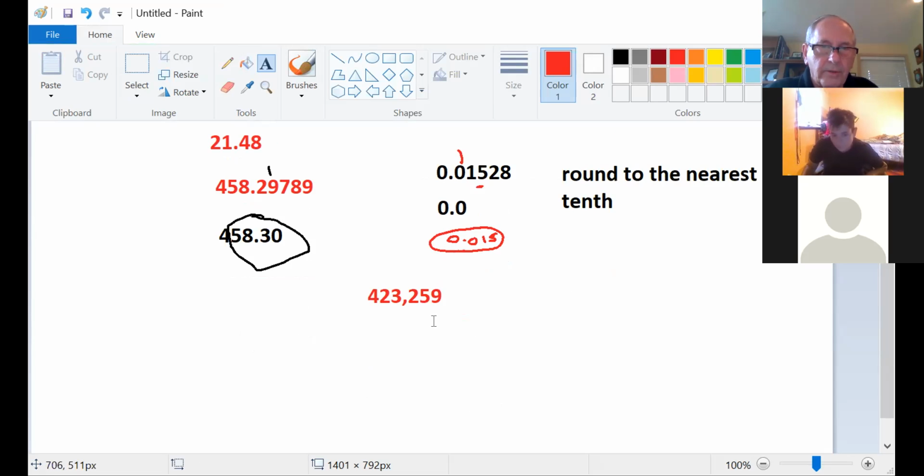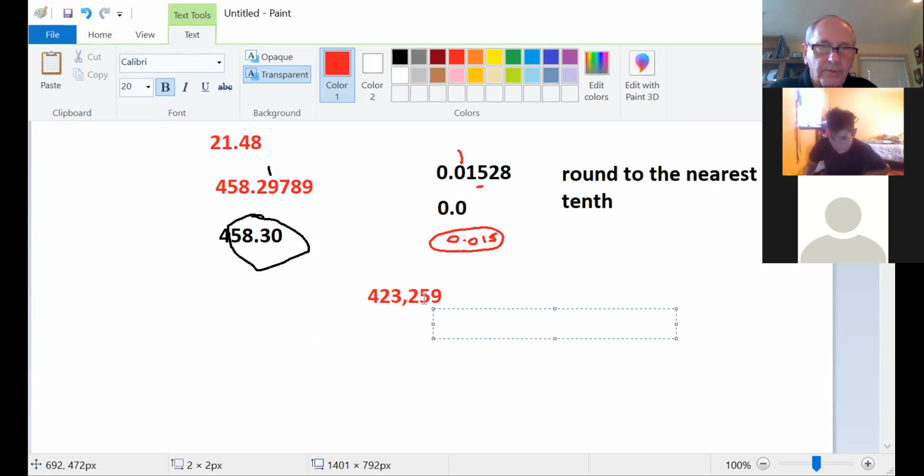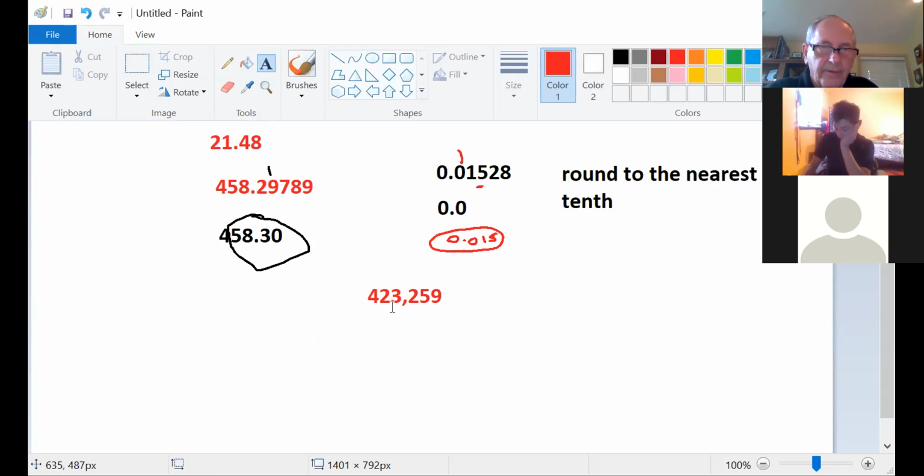First of all, you got to know that this would be the ones, the 5 would be the tens, the 2 would be the hundreds, the thousands, the 10,000s, 100,000s. So when I say round to the nearest 10 place, what would this number round to? Jessica, what would you do in that one?